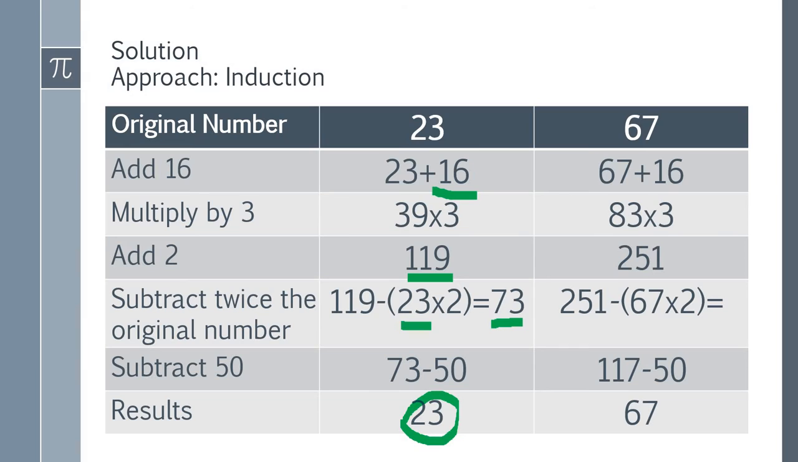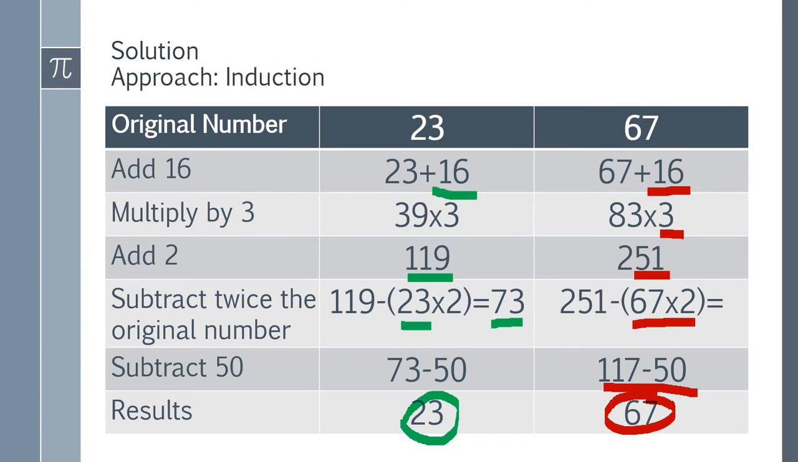So we cannot make a conclusion yet because we only have one number. So we move on to another number. Just pick a random number, 67. So 67 added by 16 gives us 83, multiplied by 3. So that is 249. Added by 2, 251. Then 251 minus twice the original number, and that gives us 117. 117 minus 50, that gives us 67.